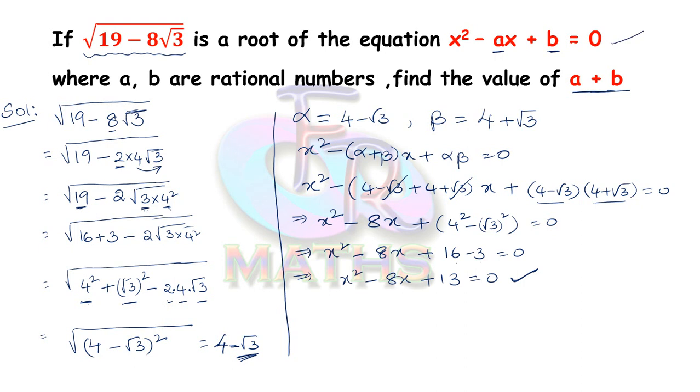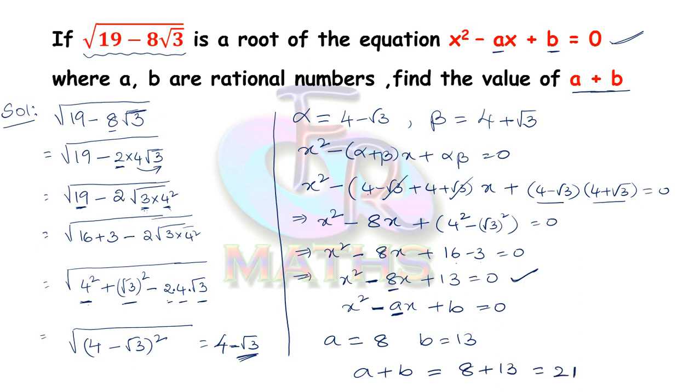Now I am going to compare this with the given quadratic equation, which is x square minus ax plus b is equal to 0. On comparison, the value of a is 8, because here also we have minus, here also we have minus. So in the place of a, 8 is present, so a is equal to 8 and b is equal to 13. So we got the values of a and b. Finally, the sum of a and b, which is a plus b, is equal to 8 plus 13, which is 21. Hence the value of a plus b is 21.